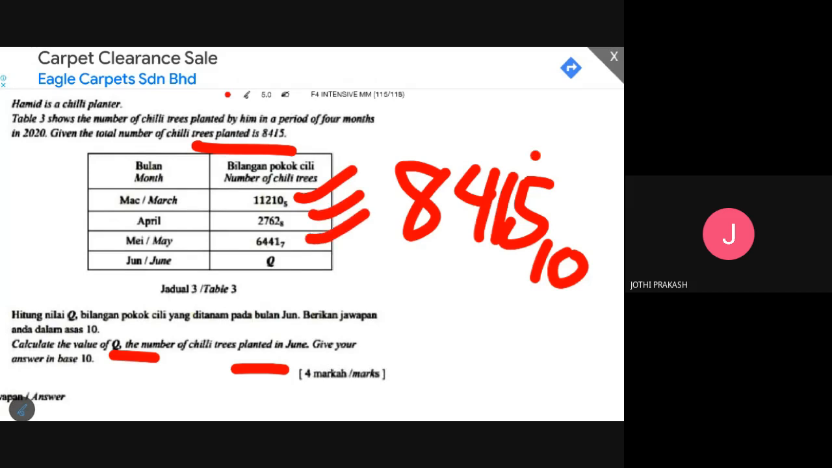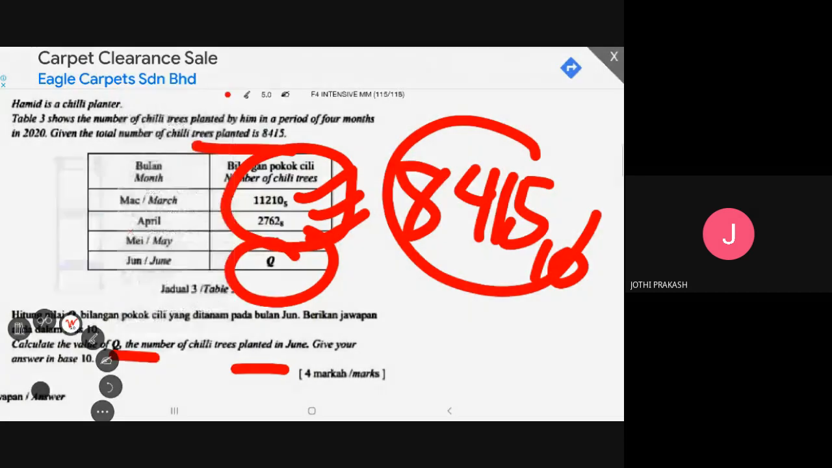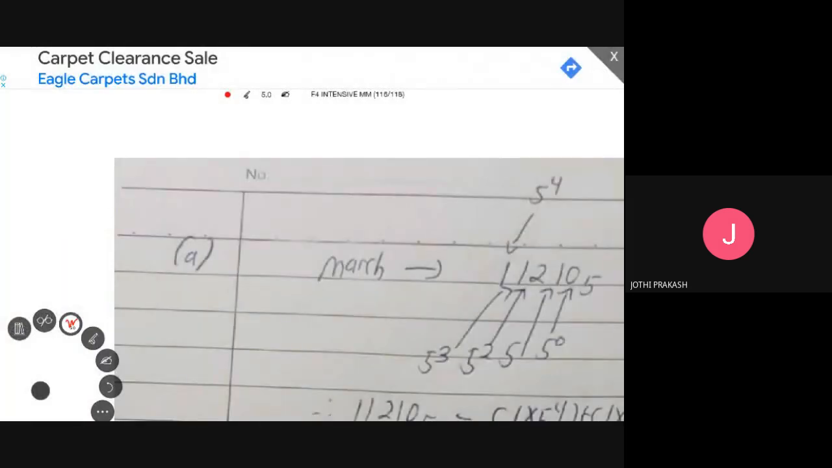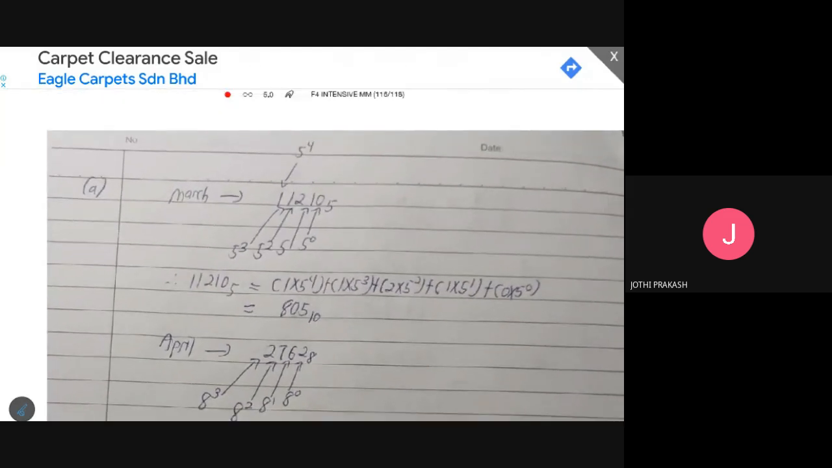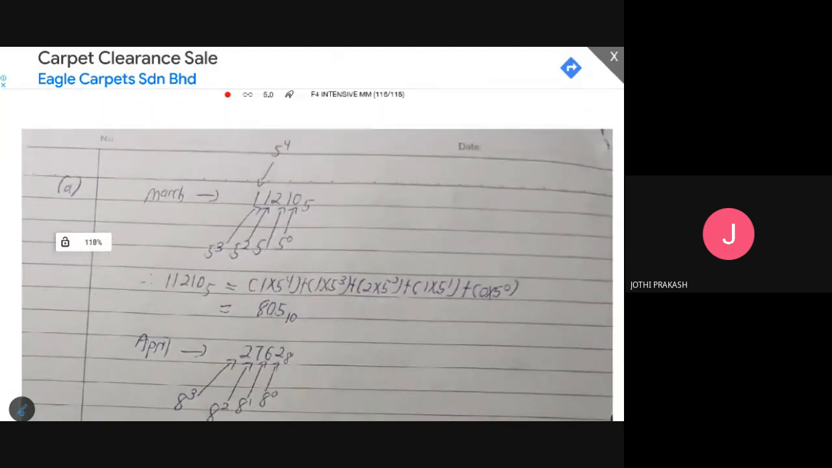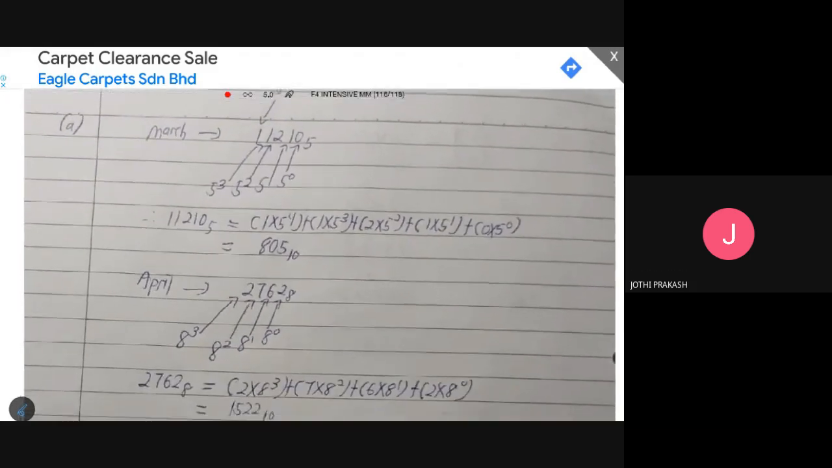So ambil jumlah, tolak dengan tiga nilai ini. Then you will calculate your value for Q. Okay, so this is how we do the working. Nanti jangan risau guys, kalau tak sempat salin, I'll always send the PDF in the group actually, so you all can refer later. So again, you must know how to convert from different bases.